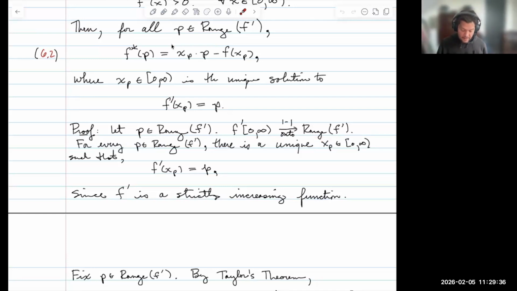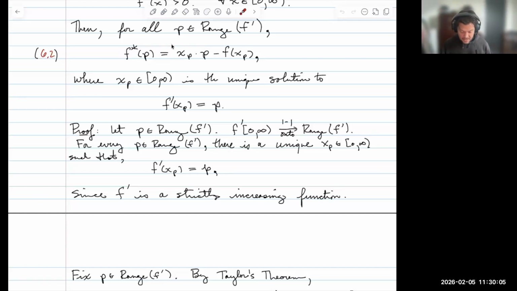Well, if I look at the derivative of f prime, that's the second derivative of f, and that's always a positive function. That means that f prime is an increasing function from its domain into its range. Therefore, we have a one-to-one onto function from 0 to infinity into the range of f prime, and that means we can invert such a function, right? A function that's one-to-one onto its range is invertible.